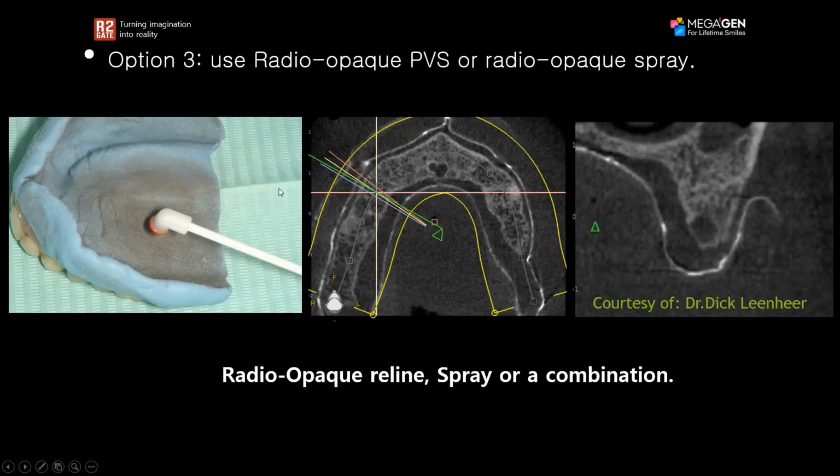For you to see how that looks, again, in this case, we actually used a combination of both. So you see here this small white line. This line here is what enables us to identify where the model outline is. So this is how we use a radiopaque reline material, or a radiopaque spray, or a combination of both.